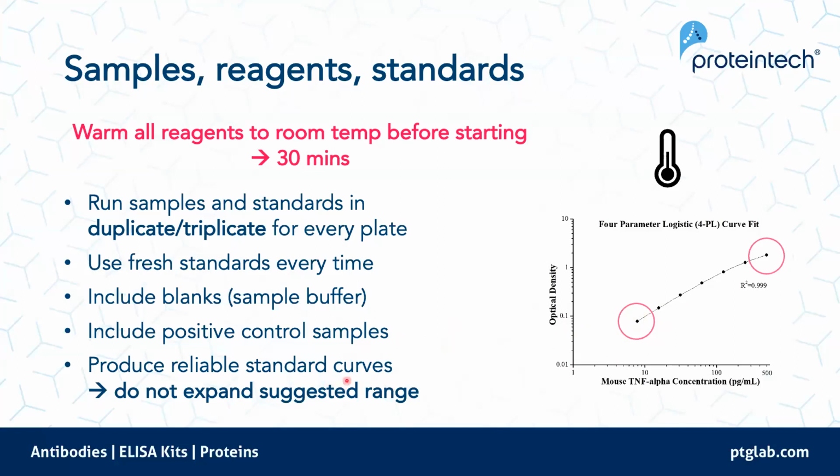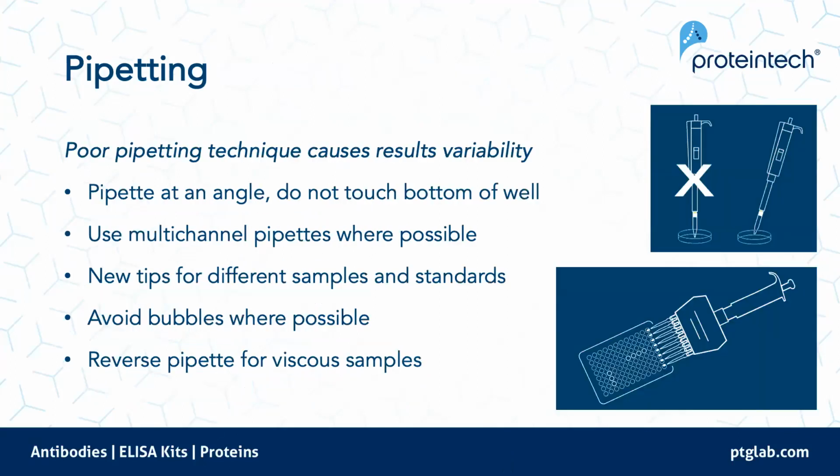One other thing to note as well is to always produce reliable standard curves and do not expand the suggested range. This is because the upper and lower asymptotes of the curve are limited by the unique characteristics of that antibody pair in your plate. Trying to change them, for example trying to increase the range, will not change the kinetics of that antibody and will just end up with inaccurate results. So make sure that you perform the standard range as suggested by the manufacturer.